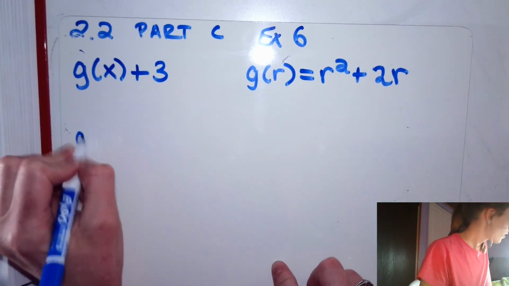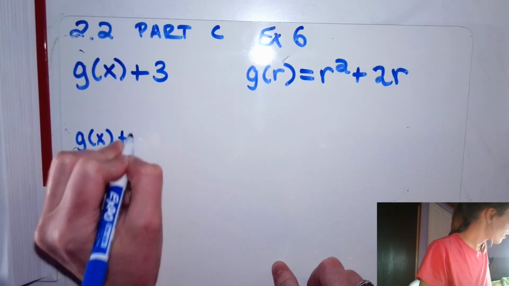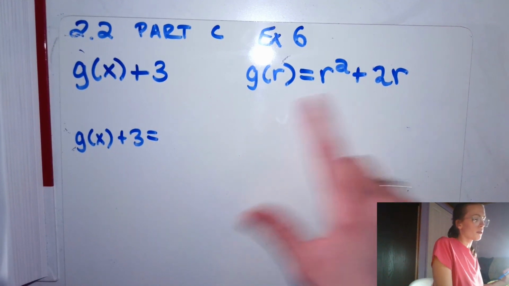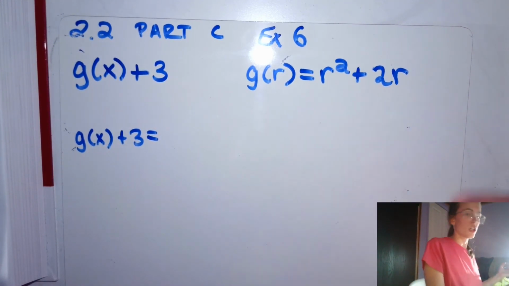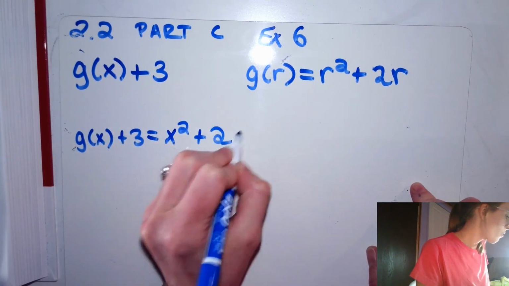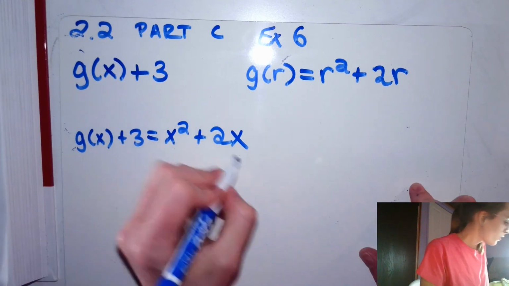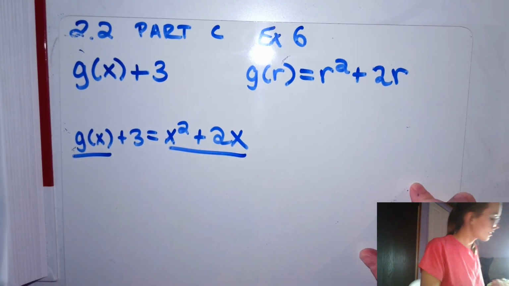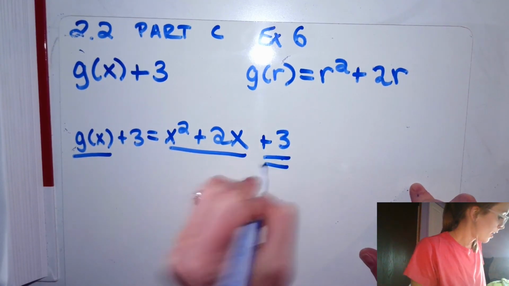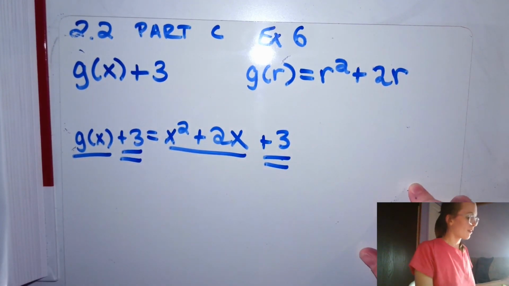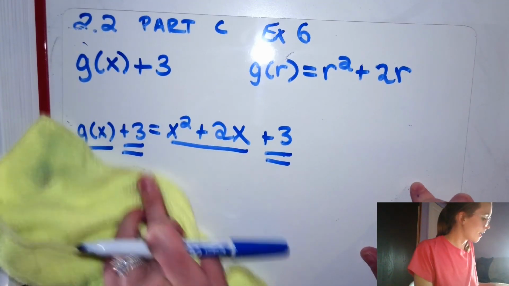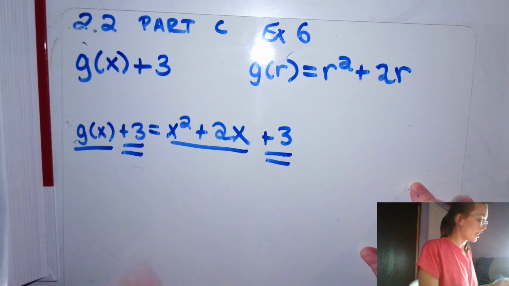Okay, so let's rewrite it. g of x plus 3 equals, first you've got to find g of x. Well, g of r equals r squared plus 2r. So g of x is just going to be x squared plus 2x. Okay, so this corresponds to g of x, and then we have to add this 3, so plus 3. That corresponds to the plus 3. Okay, and that's as simplified as you can get it, because there are no more like terms to combine here.